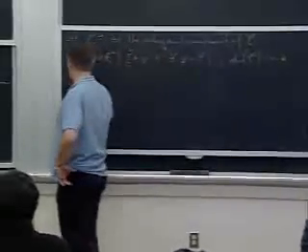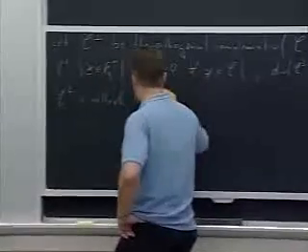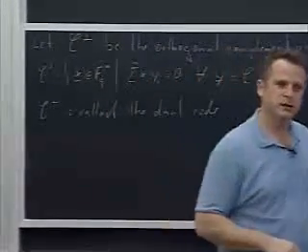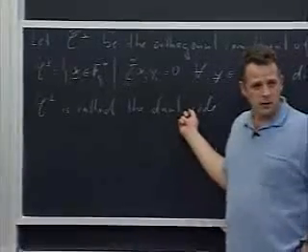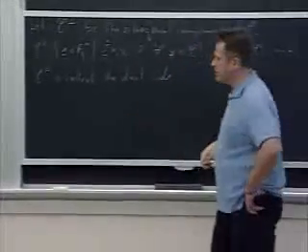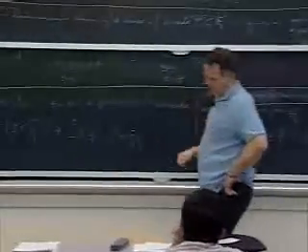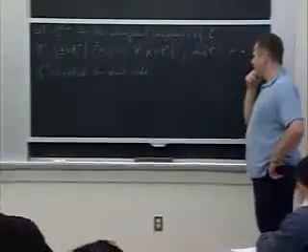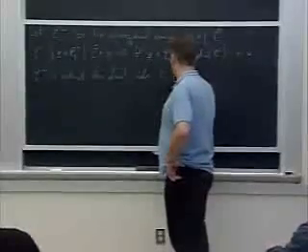C perp is called the dual code for obvious reasons. In particular, it's a code, it's a linear space, a subspace of Fq^n. So it's just as nice a code as C at this point in time at least. It's called the dual code to C.